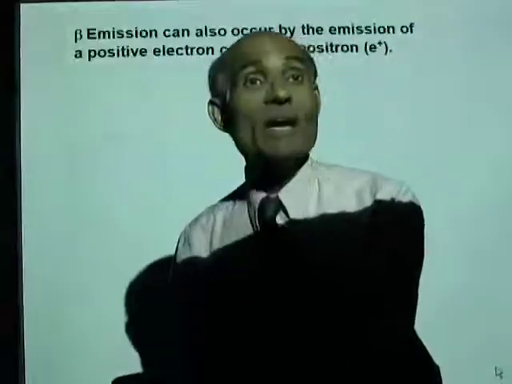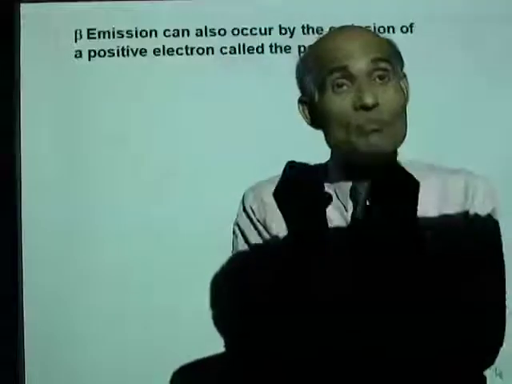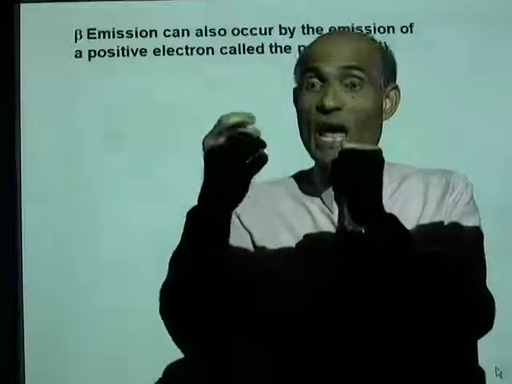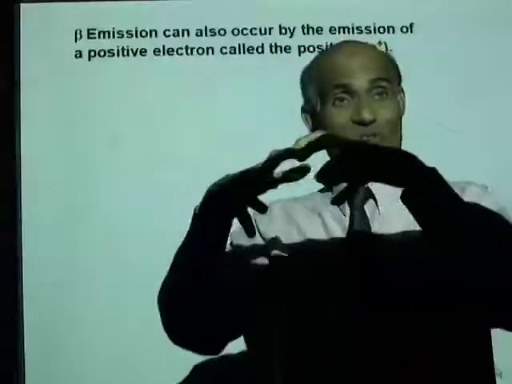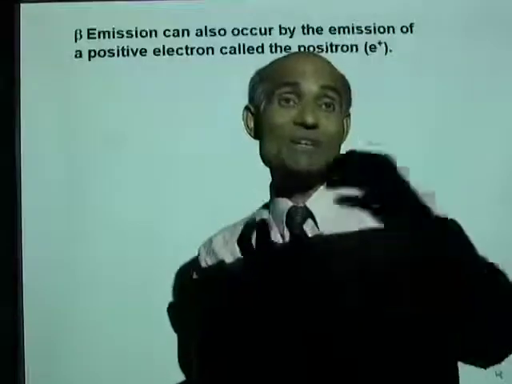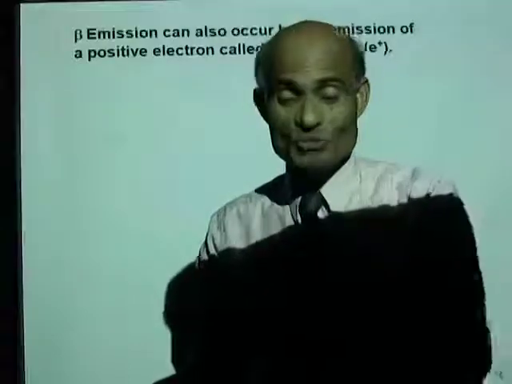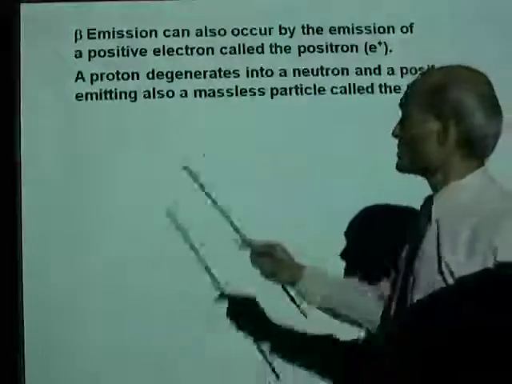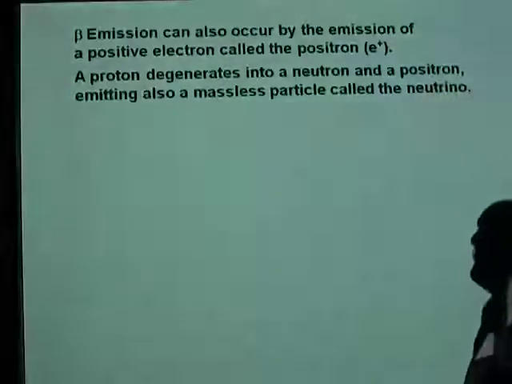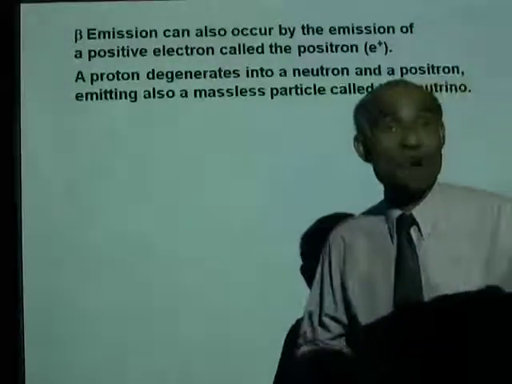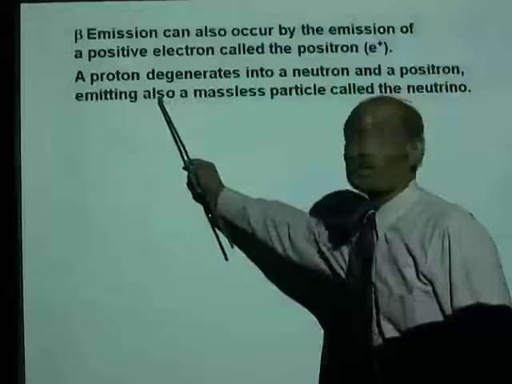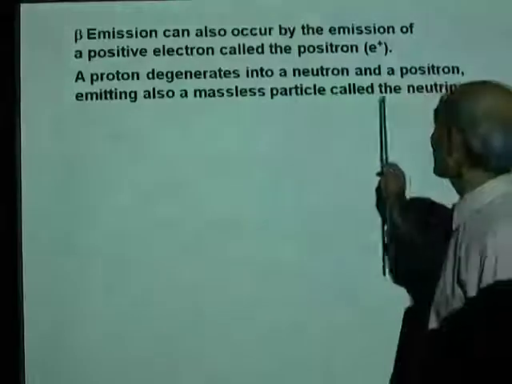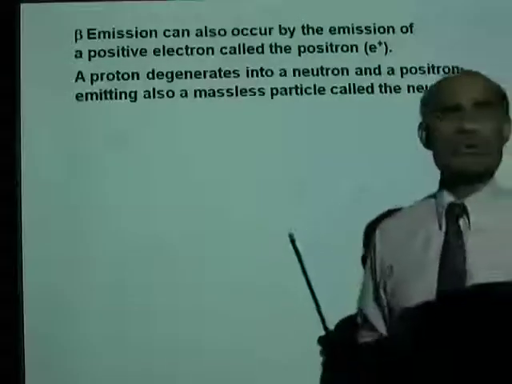Now, a proton can split into a neutron and a positron. The neutron will stay back in the nucleus and the positron will be emitted as a positive beta. So a proton degenerates into a neutron and a positron. In this process, it will also emit some massless particles called the neutrino.